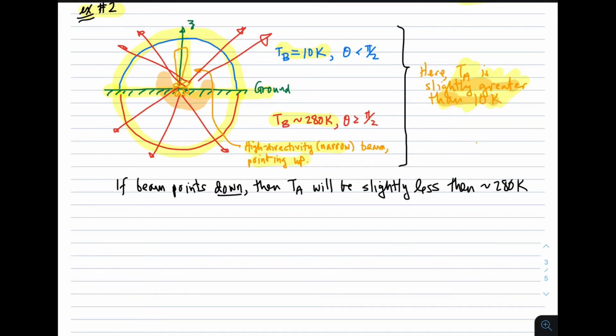Similarly, if the beam were to point straight downward, straight into the ground, then if it were perfectly directive, if it had 0 beam width, we would measure about 280 Kelvin. But for this realistic antenna, if we point straight down, the side lobes and the back lobes will be partially above the ground, so we'll see an antenna temperature which is slightly less than 280 K. So we see that the antenna temperature is an integration over the full sphere, and we see how antenna temperatures can be more or less than the brightness temperature of the thing that the antenna points at.